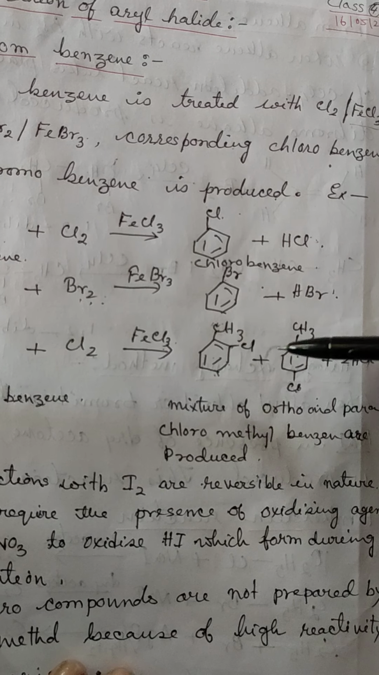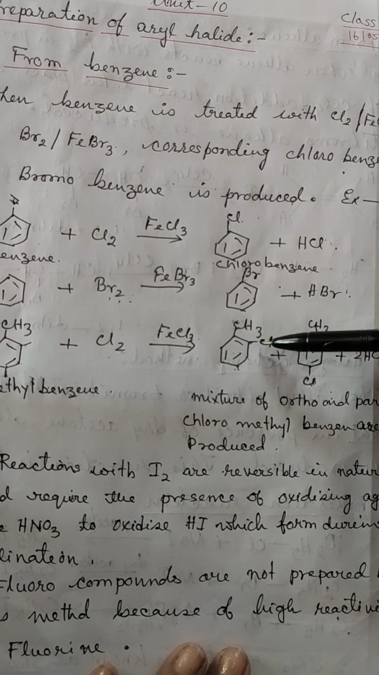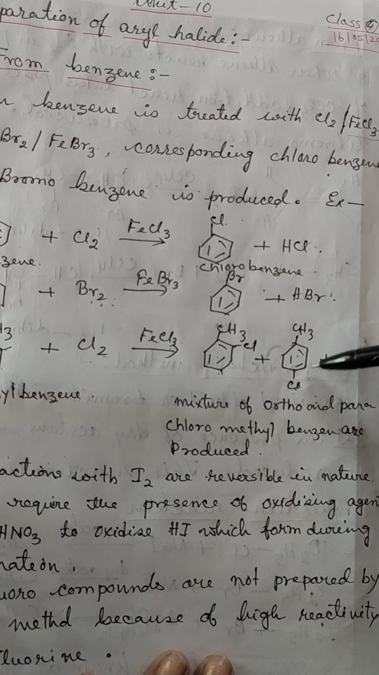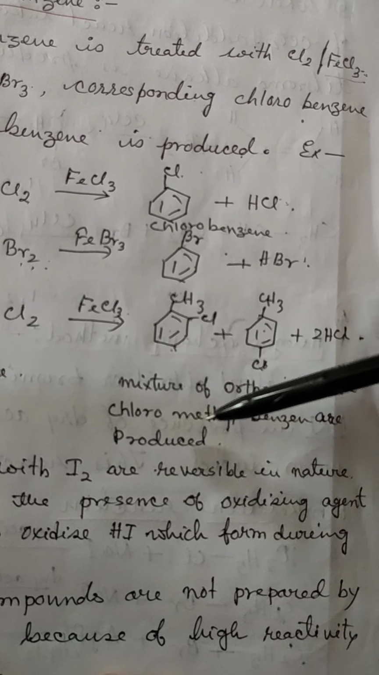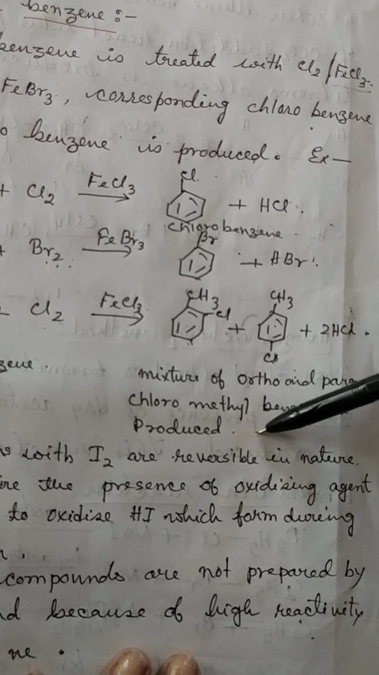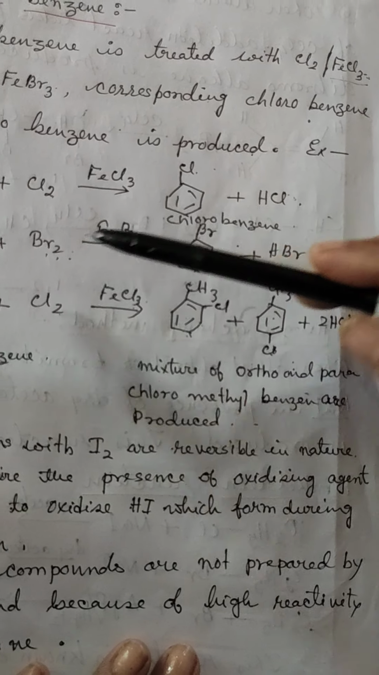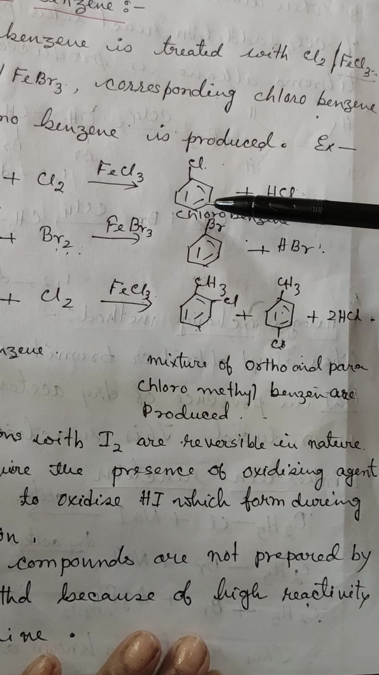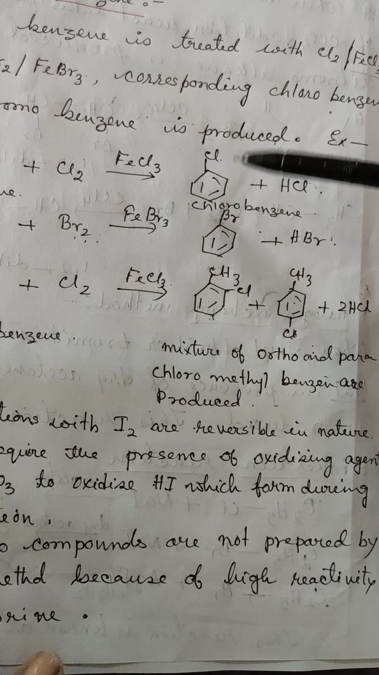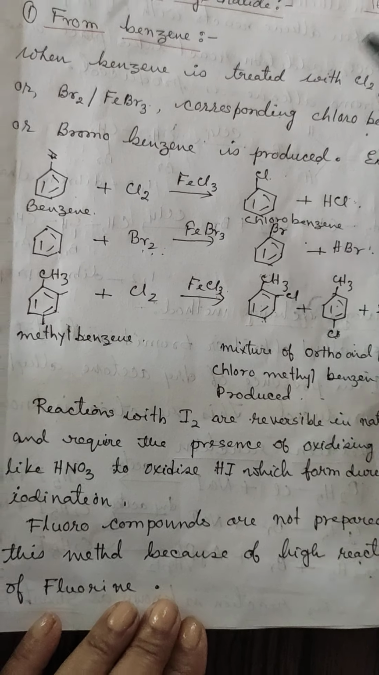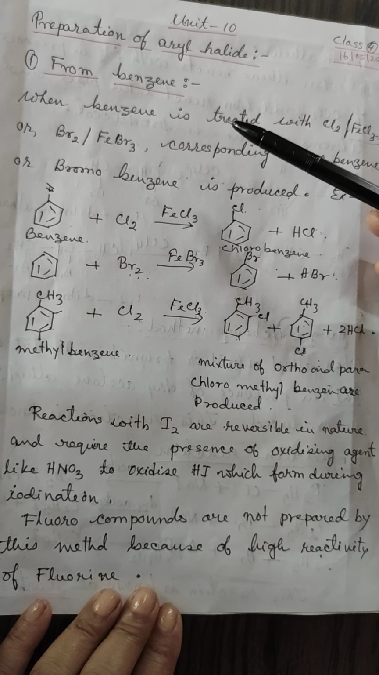Since there are these two positions, we get two products: one is chloro at the ortho position, and the other is at the para position. So we get a mixture of ortho and para chloromethyl benzene. Two products. If it is only benzene, then no problem. Any one position hydrogen can be substituted by the chloro or the bromo. So it is a very simple preparation of chlorobenzene or bromobenzene from benzene.